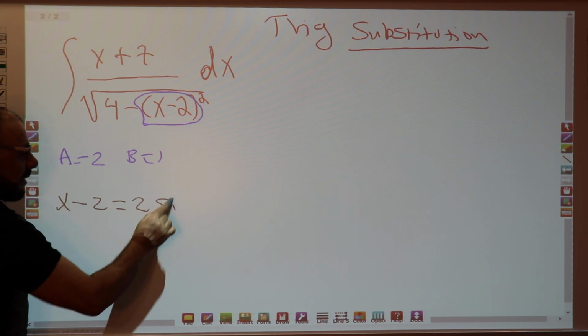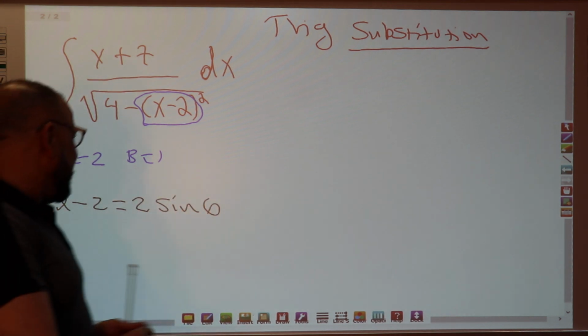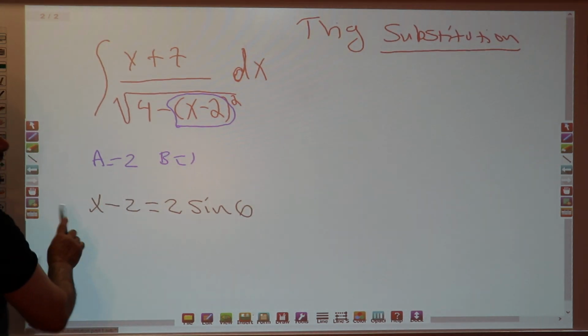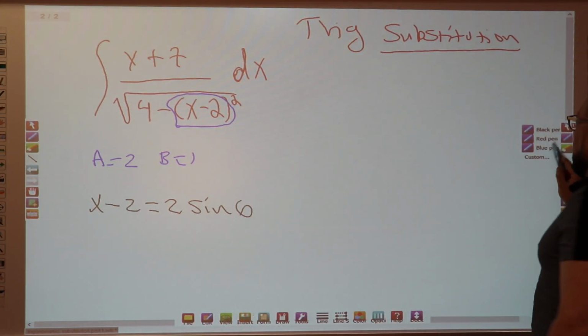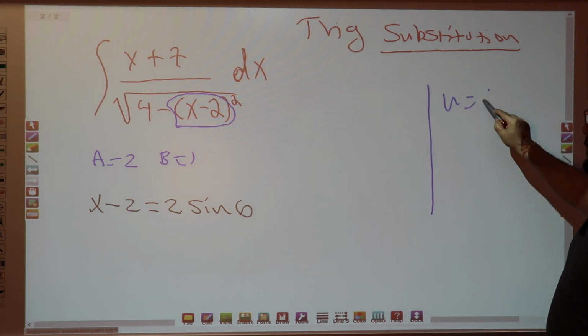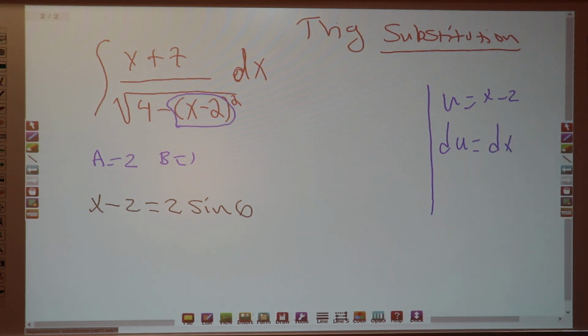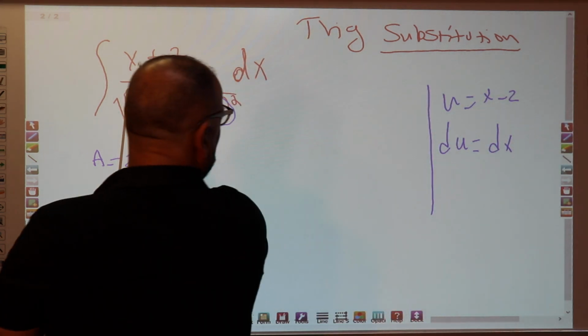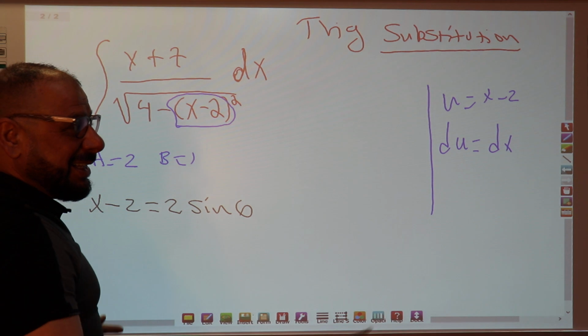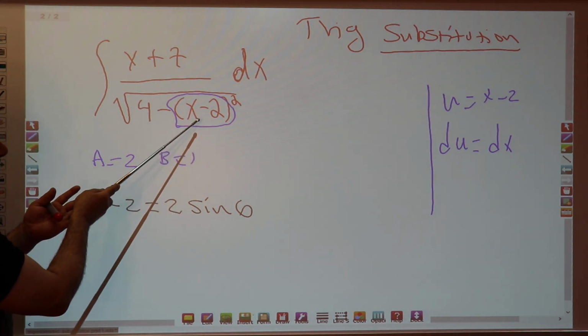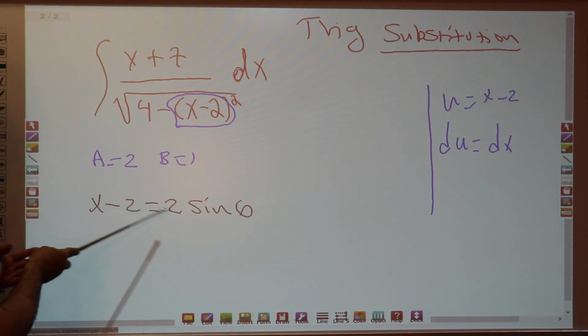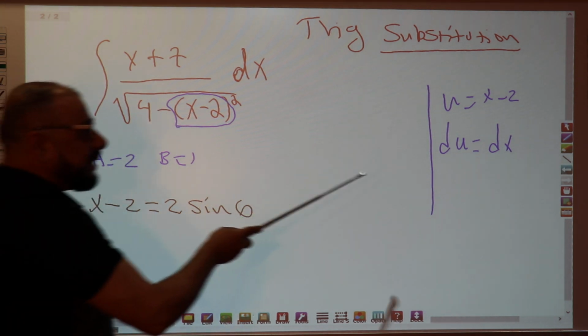2 sine theta, right? Then look what I did. Another teacher may ask you to do this on the side: u equal x minus 2, then du equal dx, right? Then after that, you change x to be u plus 2, then u plus 9, you know what I mean? But all what I'm going to do, I'm going to take x minus 2 equal to 2 sine theta, as 1 unit. I think this is better.